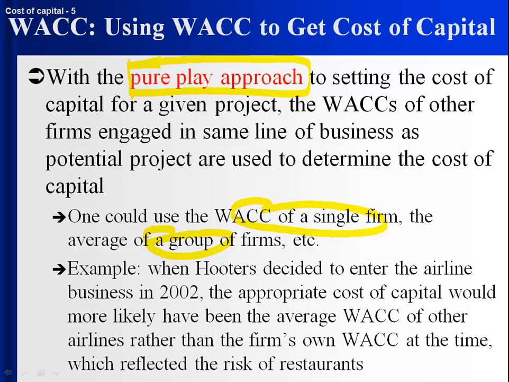So here's an example. You've got Hooters, the restaurant business, and they decided for whatever reason to enter the airline business in 2002. The appropriate cost of capital for them to use would have been much wiser to use something like the average weighted average cost of capital of other airlines, because that would have reflected airline assets, than it would have been to use the weighted average cost of capital of their own firm, because their firm would reflect the risk of restaurants, and they were looking to get into the airline business. So if they looked at other airlines, those WACCs would reflect that airline business.